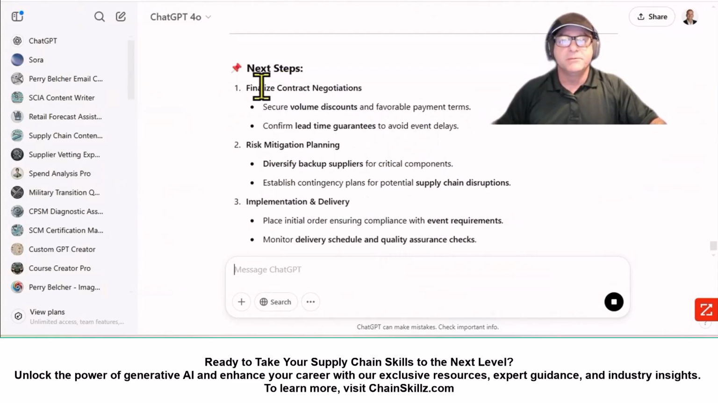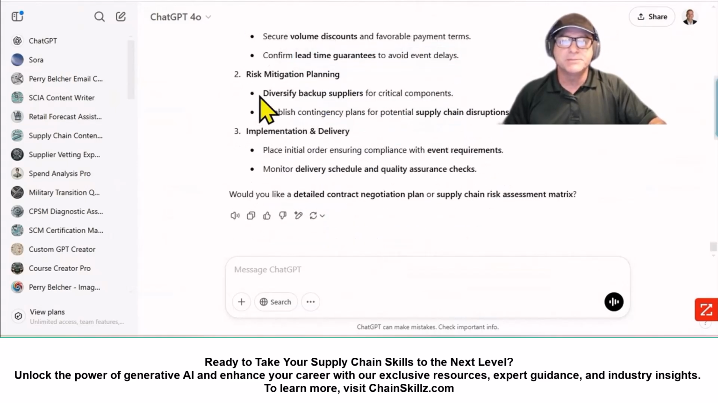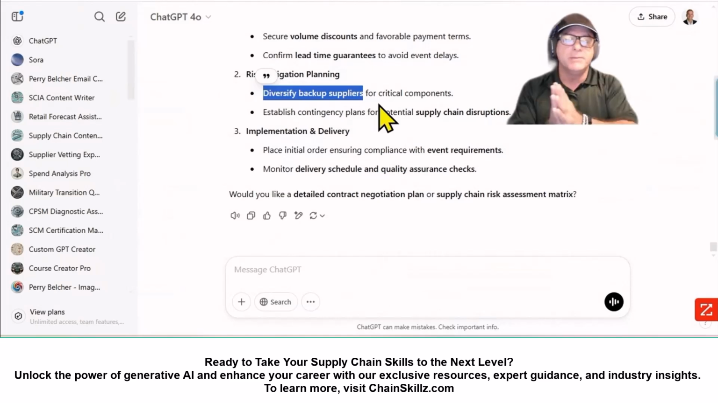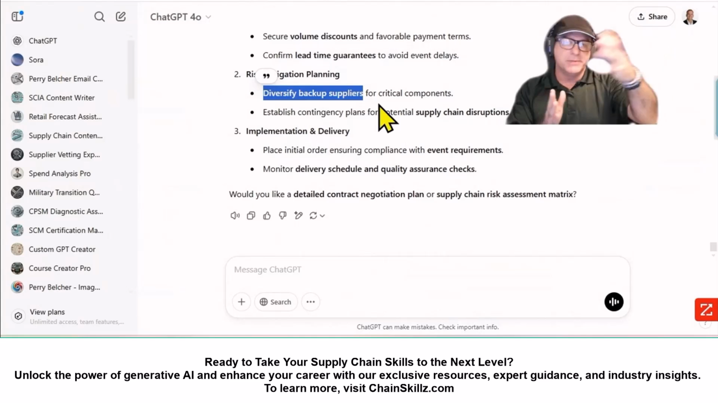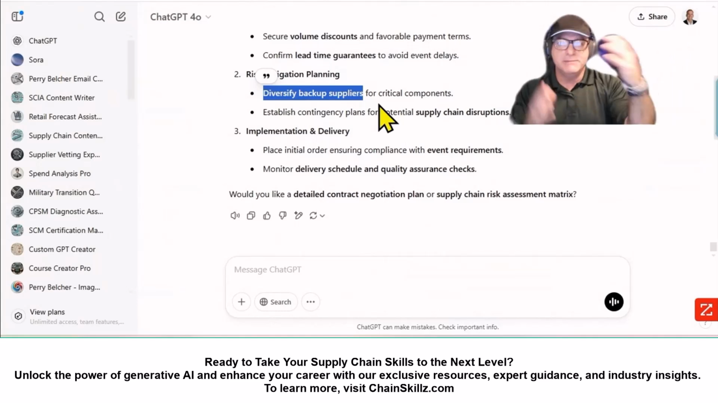This is giving you some great next steps. Secure some volume discounts, favorable payment terms, lead time guarantees to avoid event delays, diversify backup suppliers. Maybe if you have some socioeconomic goals you have to achieve, and one of the suppliers from a veteran-owned, woman-owned, minority-owned type business is coming to the table, you're looking for a JBL solution. Maybe they've already got that solution, right?